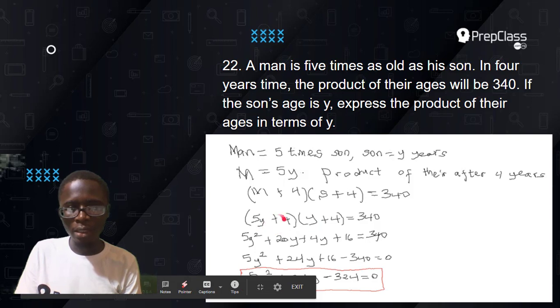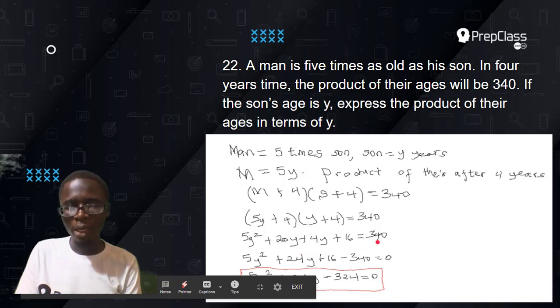(5y + 4) as this bracket, and the next bracket (y + 4). So by the time we expand this bracket, 5y times y, we have 5y squared, 5y times 4, we have 20y, and 4 times y, we have 4y, and 4 times 4, we have 16. This is equivalent to 340. So by the time we add 20y plus 4y, we're going to have 24y.